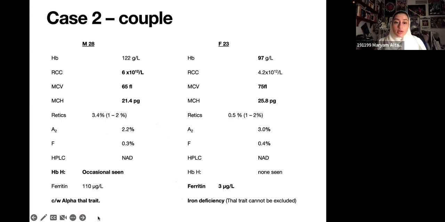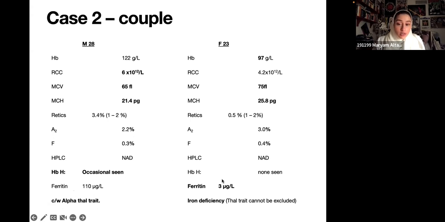Okay. And so another case of a couple. So this is a male that's 28 and a female that is 23. Again, we found that the male was anemic and the female was also very anemic. And MCV, MCH are low for both of them. And reticulocytes are increased in the male, decreased in the female. What matters here is the A2 percentage. So here it's 2.2, here it's 3. However, here you could occasionally see HbH. So what we look at in this scenario is that this patient has alpha thalassemia trait.